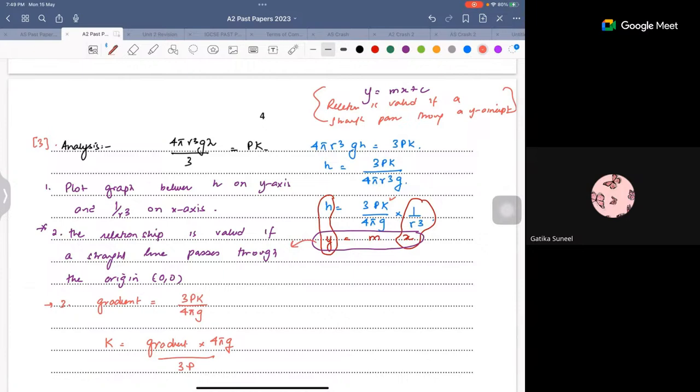If you reciprocate it, you do 1 upon h and r cubed, that is also fine, no worries. Then your statement would change, that's all. Nothing changes, like you can write 1 upon h here and r cubed on the other side. That's fine, no worries. Okay, so cool. Then let's go forward.